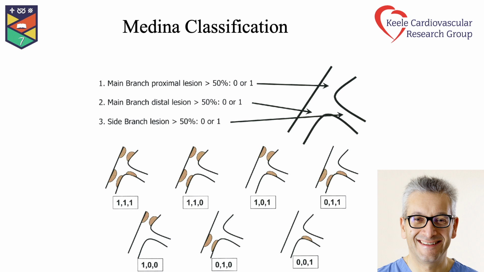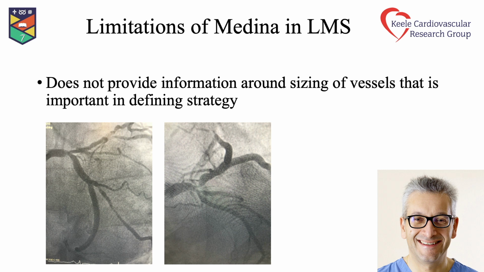So you can get 7 different types in the left main, depending on the presence of disease in the proximal, distal, and side branch. However, Medina has a number of limitations, particularly in left mainstem disease. First and foremost, it does not provide information around sizing of the vessels, which is crucial in defining strategy. As you can see in the 2 examples below that may have very similar Medina classifications, the top left figure shows a very dominant circumflex, whereas on the right it shows a very large dominant LAD. And the treatment strategy would be very different in these 2 examples.